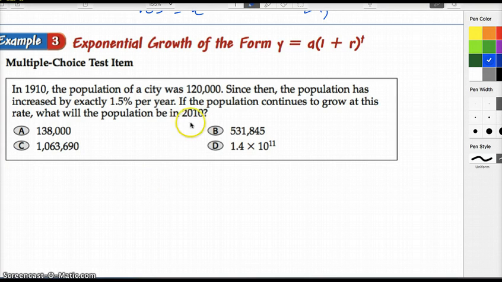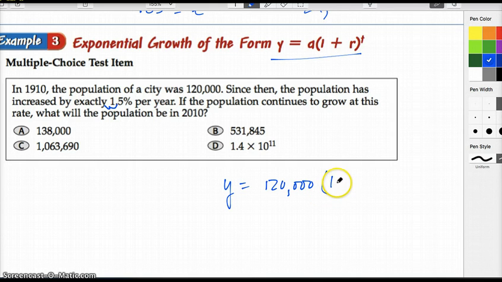Okay, so in this example, we're looking at this form of the growth equation. And so what we have is a population of original amount being 120,000 people. And we know that the city grows at a rate of about 1.5% per year. When I write that as a percentage, it is 0.015. So I'm adding 0.015 to the 1, right? Because this is an increased situation, and t is the number of years.